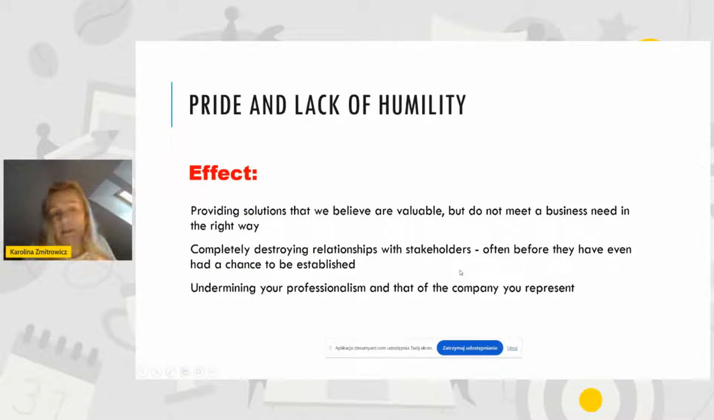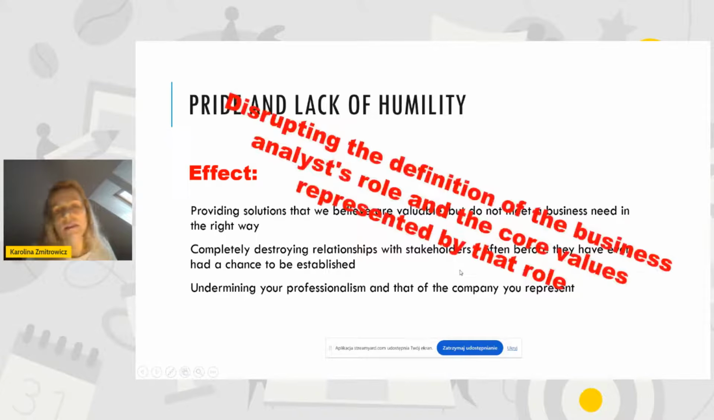In the end, again, this is not what business analysis is about. We are not the stars here. We are just, as the BABOK Guide, I believe, says, a kind of bridge between business and IT, business and technology. We are just a bridge.